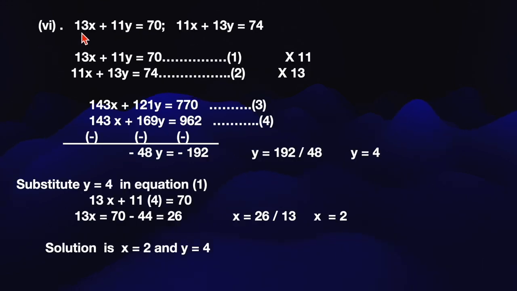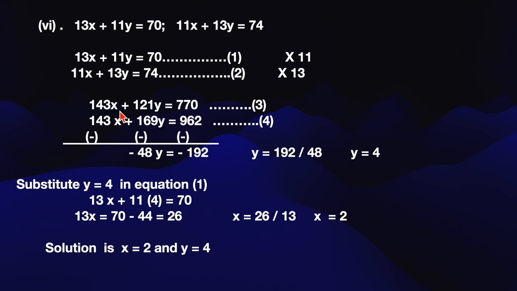Okay, next sum. 13x plus 11y is equal to 70. 11x plus 13y is equal to 74. Okay, write down the equation like this. Okay, now you decide what you want to eliminate. You want to eliminate x. Okay, so find the LCM of 13 and 11. It is 143. What should you multiply by 13 to get 143? It is 11. Multiply this whole equation by 11.